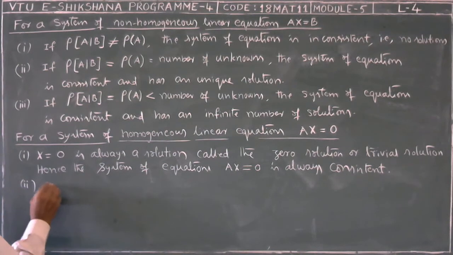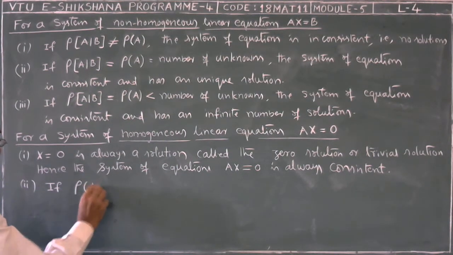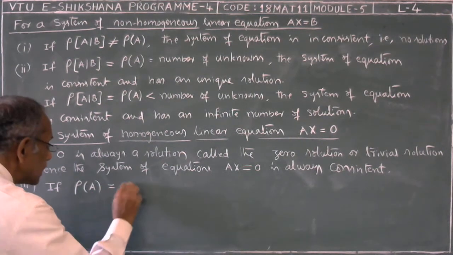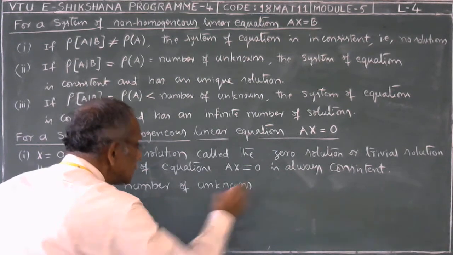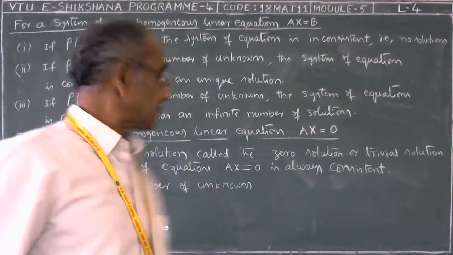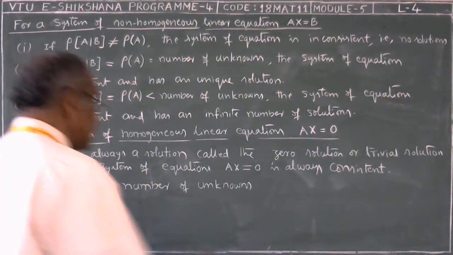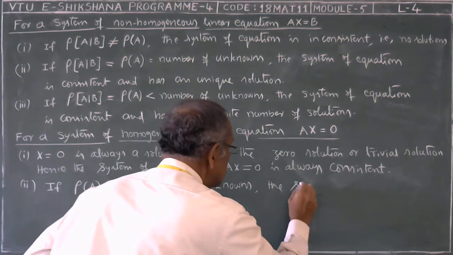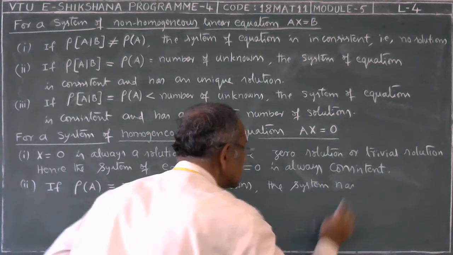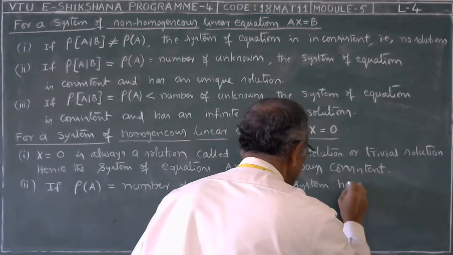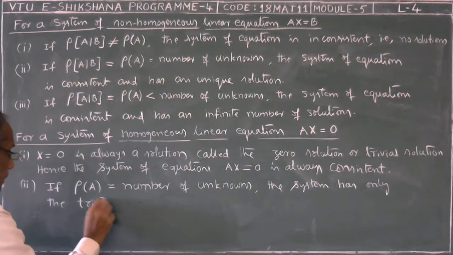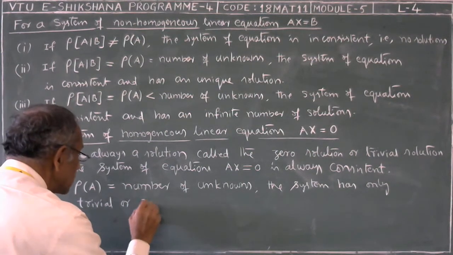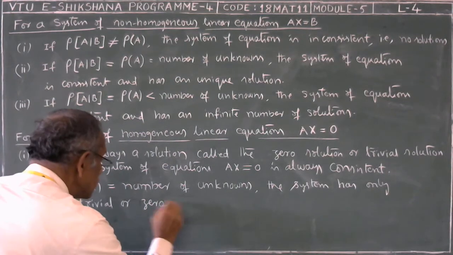Second, if the rank of the coefficient matrix is equal to the number of unknowns, then x is equal to 0 is the only solution possible. The system has only the zero solution, the trivial or zero solution.